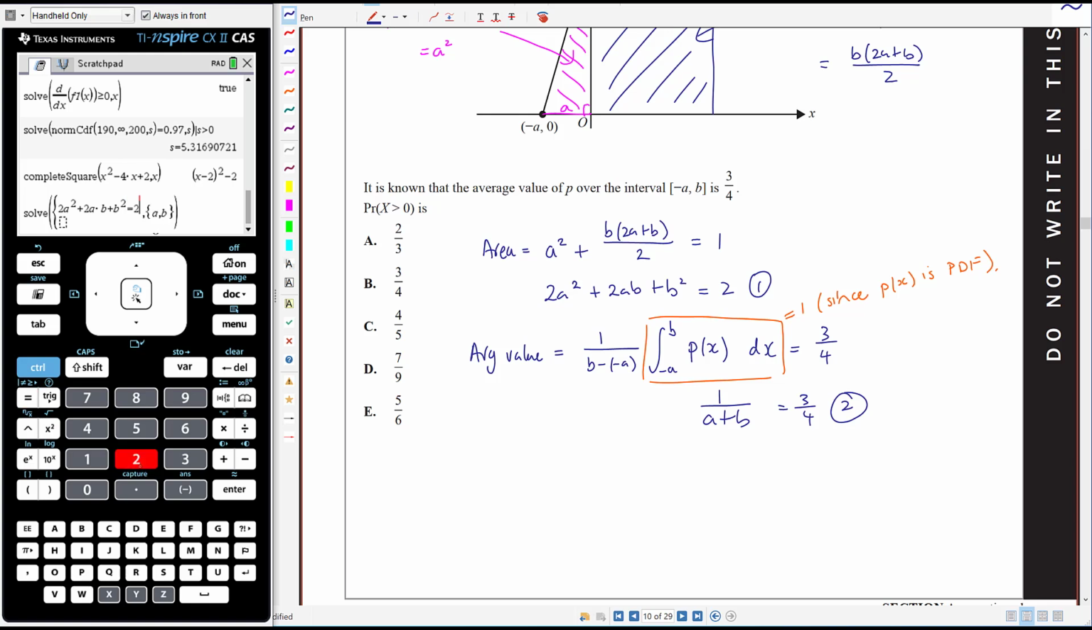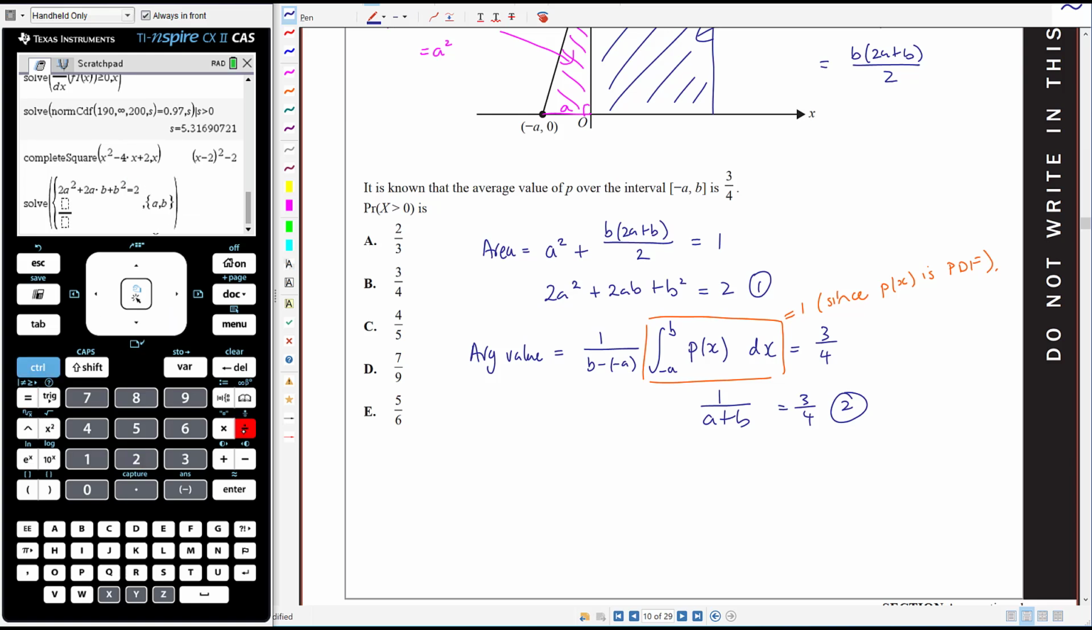B squared, and that equals 2, and then our other equation is that 1 on a plus b equals 3/4, or a plus b equals 4/3, same thing.